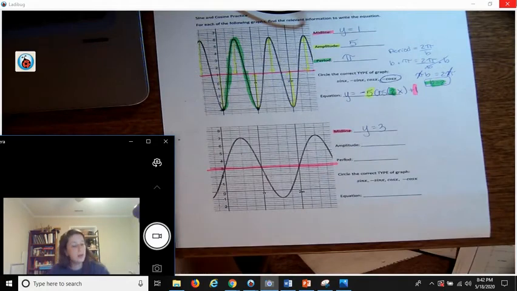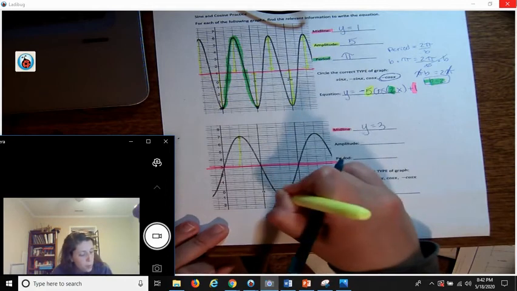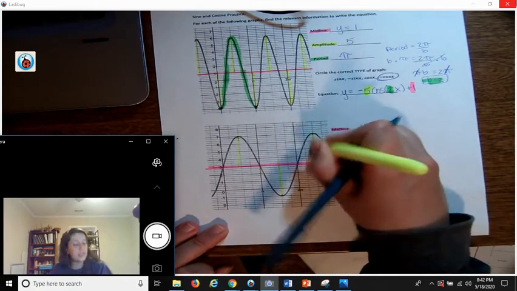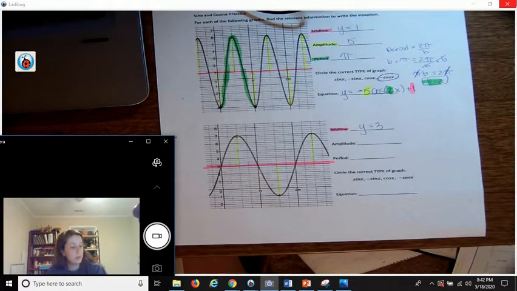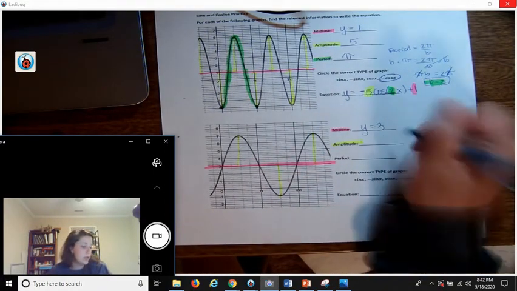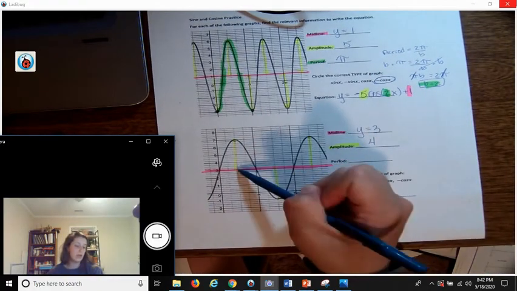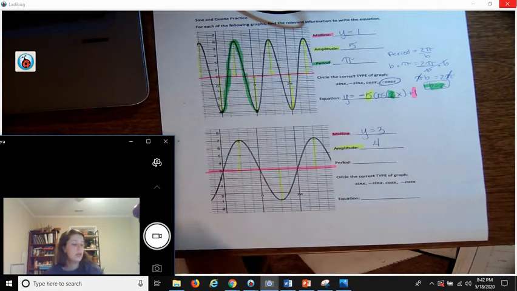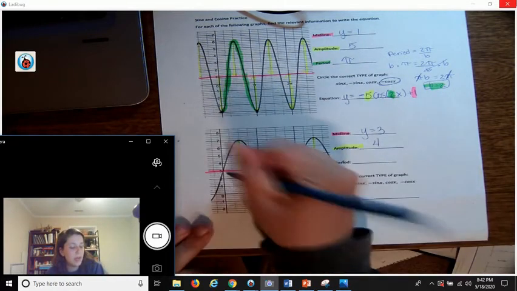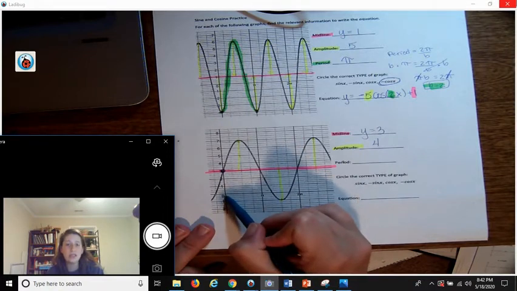My amplitude, remember, is going to be from the max to the midline or from the min to the midline. So there are 3 places on this graph where we can solve for our amplitude. Our amplitude happens to be 4 units because it took 4 units to get from either the max to the midline or the min to midline. The next thing is my period. So my period is how long it takes to complete one full cycle. So I want to start at my midline because that's where it intersects the x equals 0.